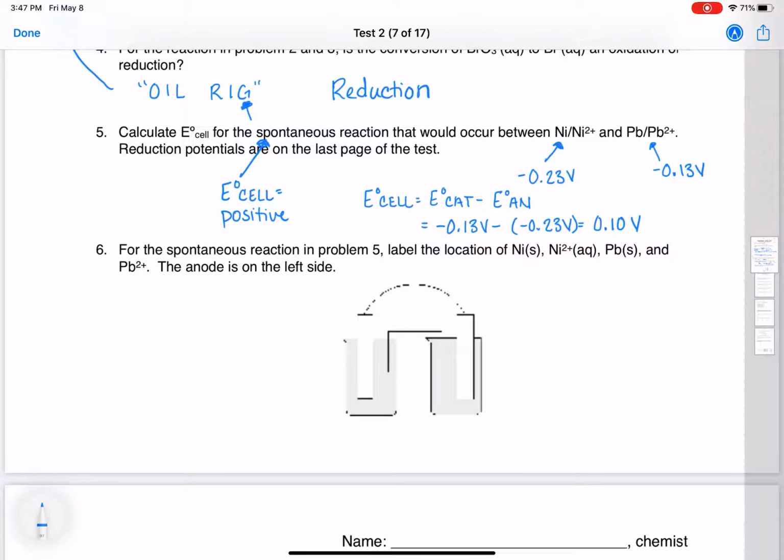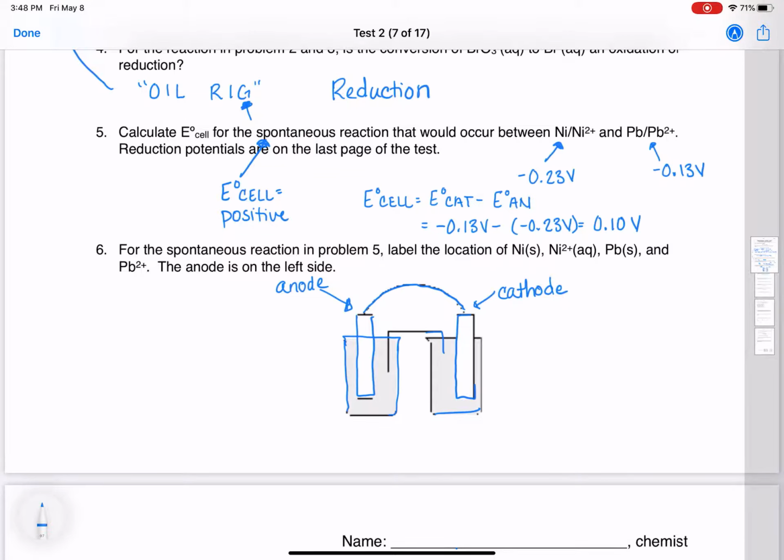And question number 6 is asking us to label this diagram, which did not translate very well. But this is supposed to be a beaker. This is supposed to be a galvanic cell. Looks like I made it go up a little too high. So here is one beaker, here is one electrode, here's the wire that's connecting to the second electrode, beaker, salt bridge, and the problem says that this is the anode, which means that this is the cathode. So we have to figure out what is where in terms of the chemicals.